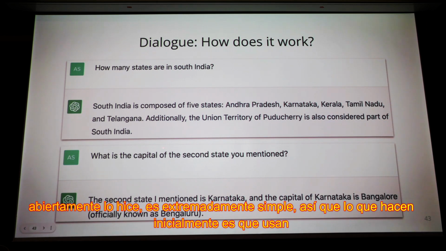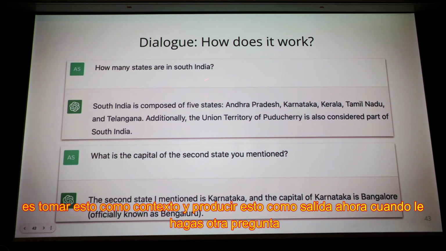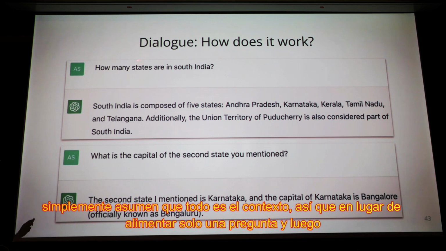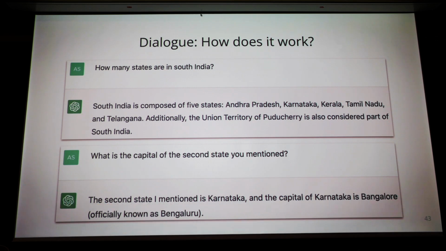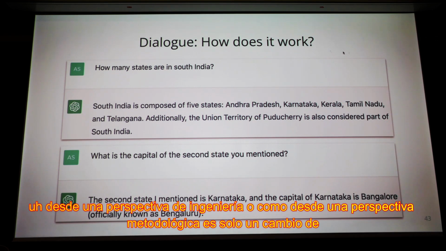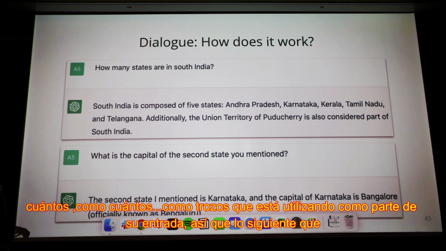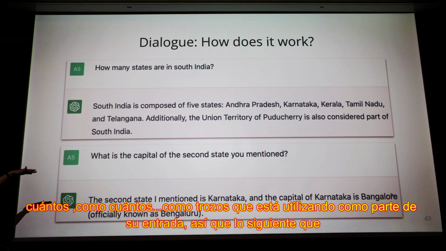What they do is, initially they were taking this as the context and producing this as the output. Now, when you ask it another question, they just assume the whole thing is the context. So instead of feeding just one question and then answering, they take these whole 3 chunks as the input, and they can produce the output now. So from an engineering perspective, or from a methodological perspective, it's just a change of how many chunks you're using as part of your input.